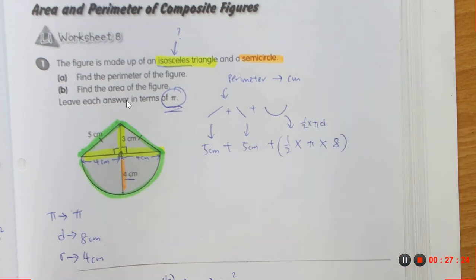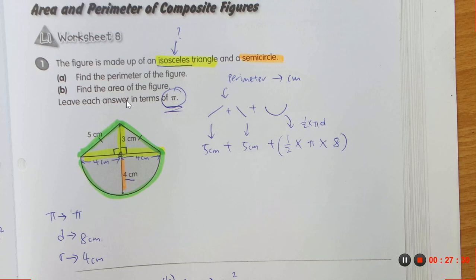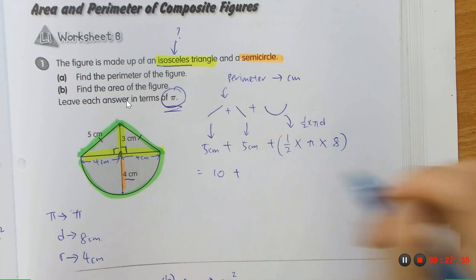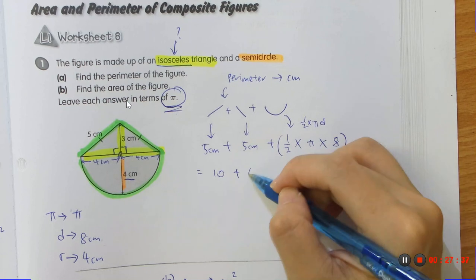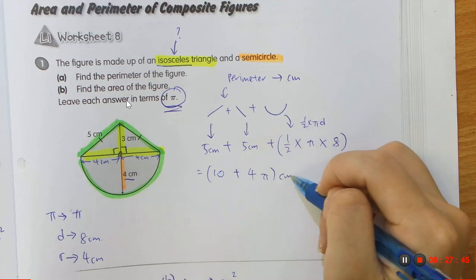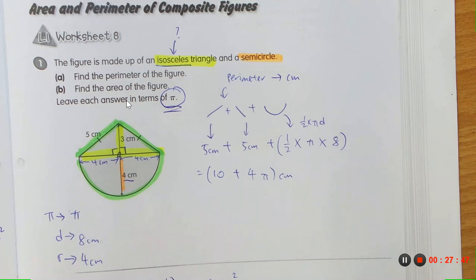Okay, very good. Alright, can continue? Okay, what's half times 8? 4. Okay, so I have 10 plus 4 pi. Is that okay? Finish. The end. Right.